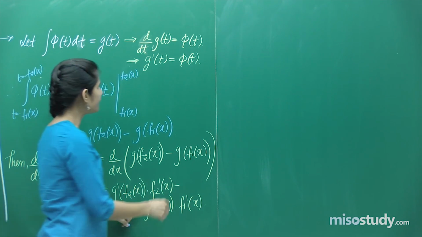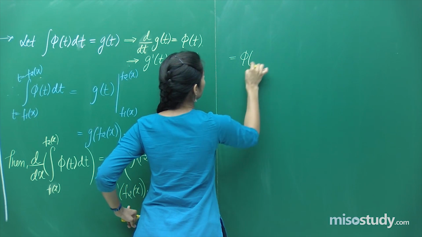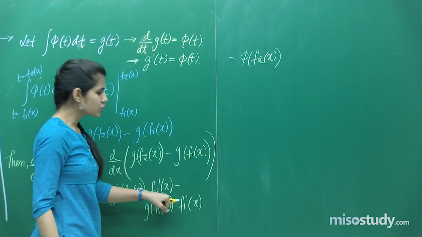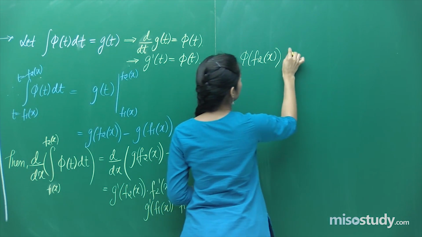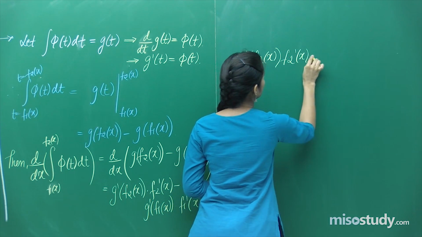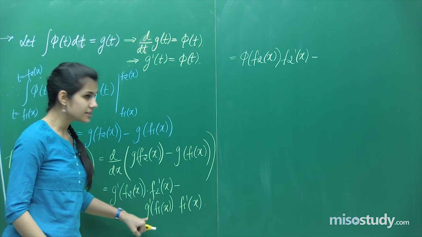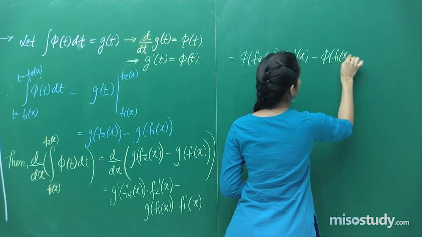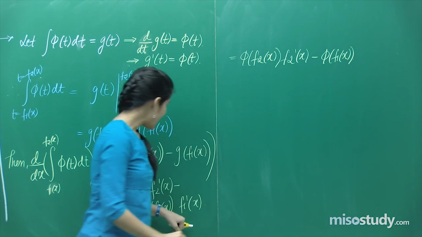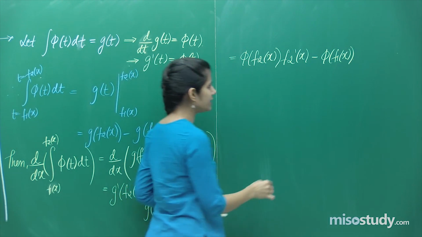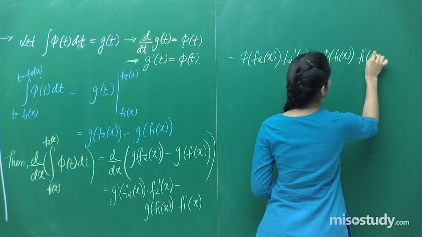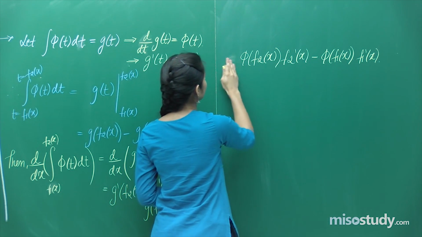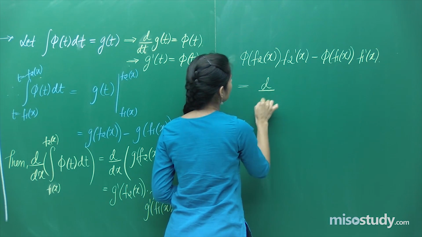This will be phi of f2(x) into d by dx of f2(x), which is f2'(x), minus, again G' is phi, so phi of f1(x) into f1'(x), meaning d by dx of f1(x), and you obtain your result.